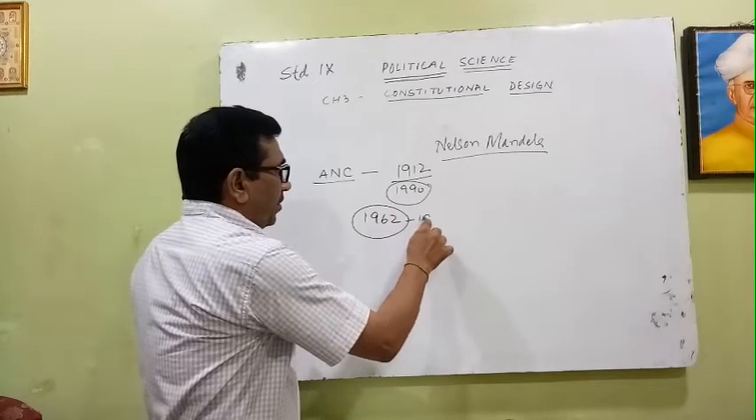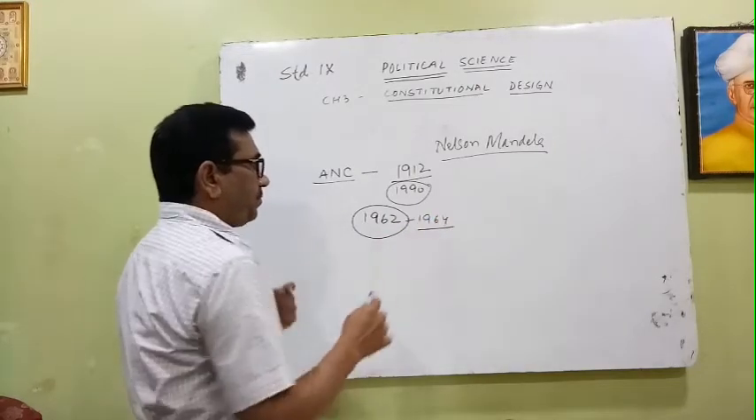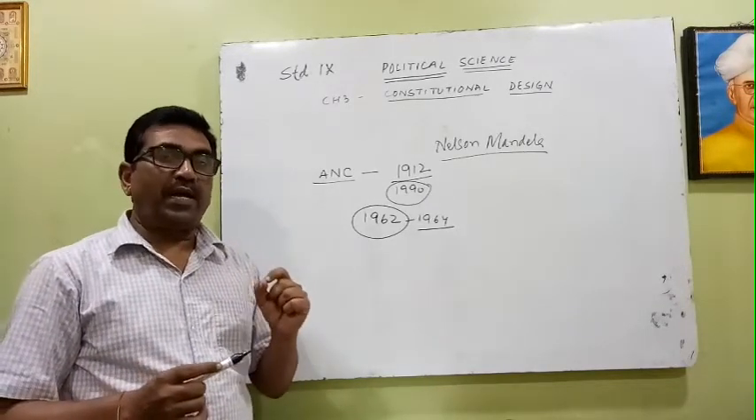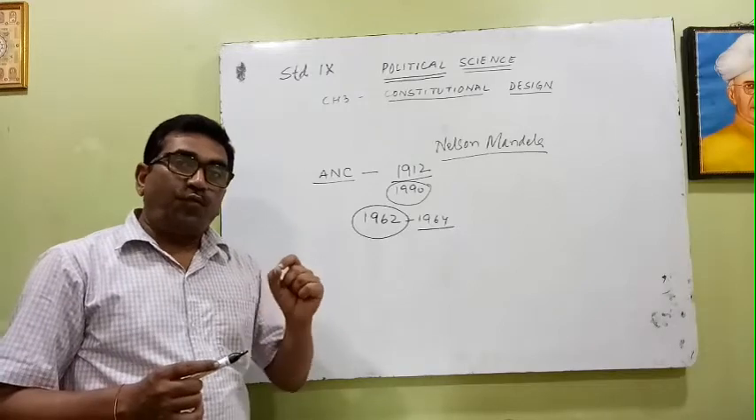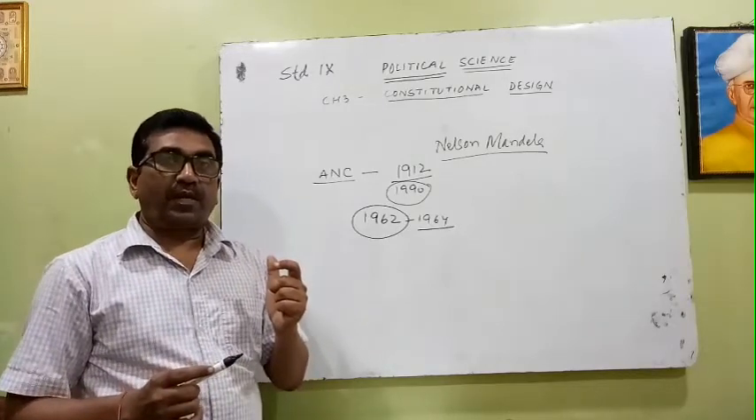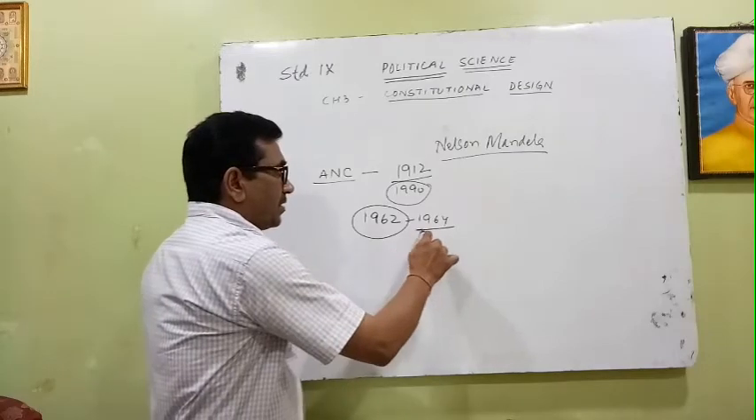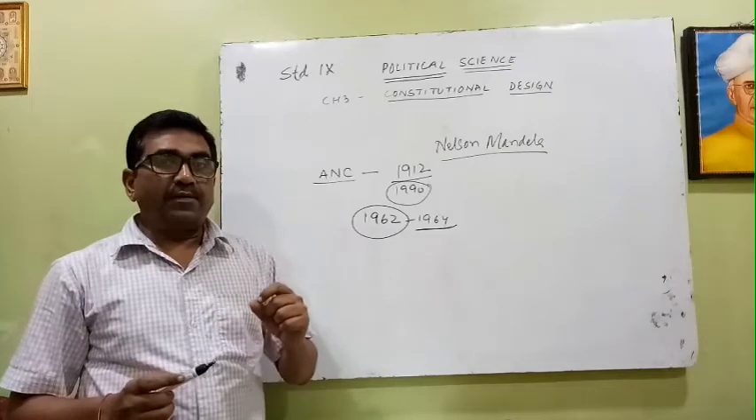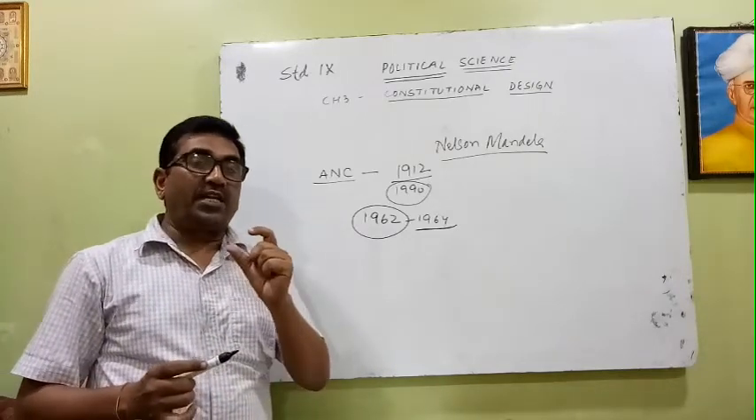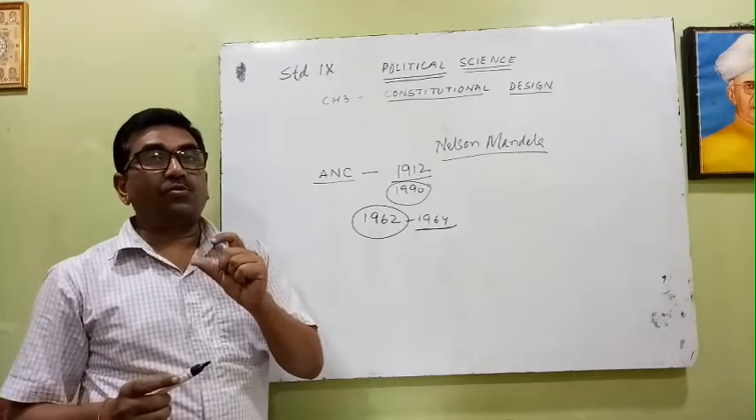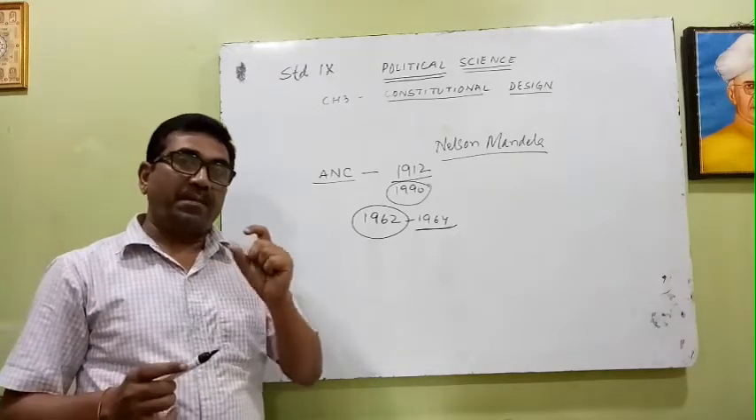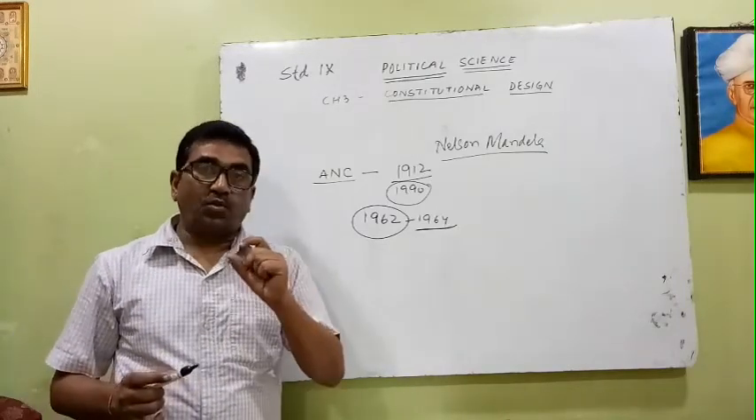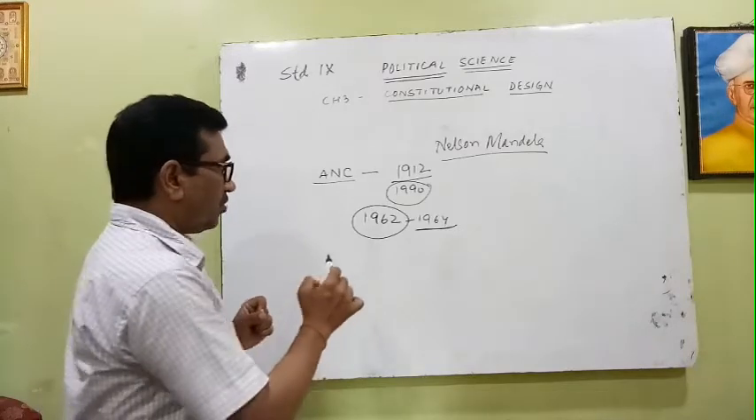From 1962 to 1964, he had to go through many trials. And in 1964, he was sent to jail for life imprisonment. It is said he remained in jail for 27 to 28 years. Actually, he remained in jail for 27 years, and for these 27 years he had to go to 3 jails.